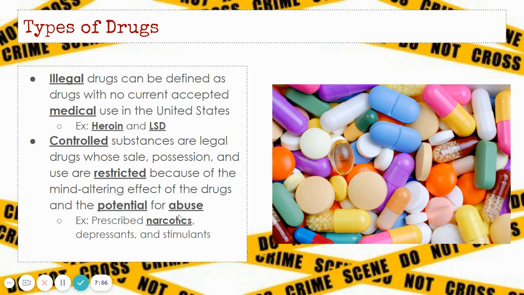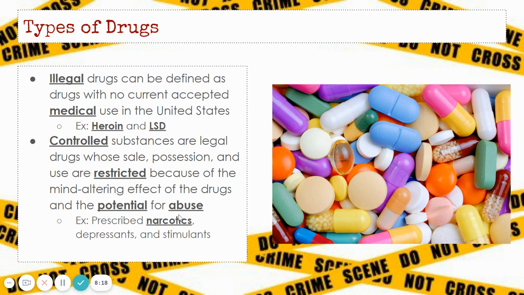Types of drugs. There are illegal drugs. Illegal drugs are defined as drugs with no current accepted medical use in the United States. These are drugs that are not used at all by the medical community. They're straight up illegal. Those would be things like heroin and LSD. These are things that are produced on the black market, sold only on the black market.